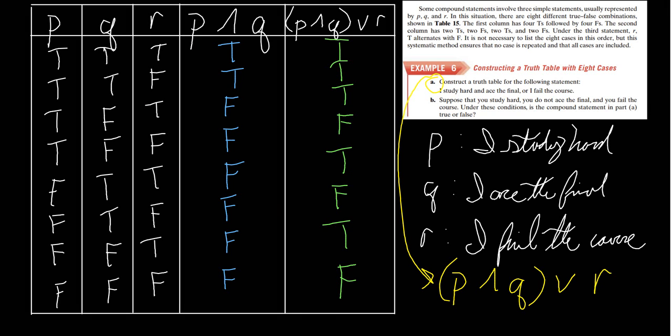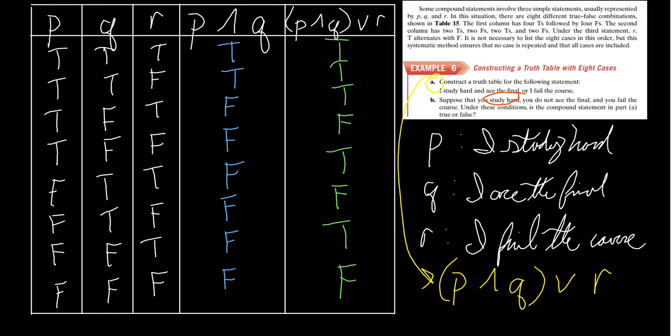Okay. So we completed A. We constructed a truth table for the following statement. Now going on to B, suppose that you study hard, you do not ace the final, and you fail the course. Under these conditions, is the compound statement in part A true or false? Okay, so this is pretty easy because all I have to do is look at my truth table. So this says, suppose that you study hard, okay? So that means P is going to be true. So it's going to be one of these.